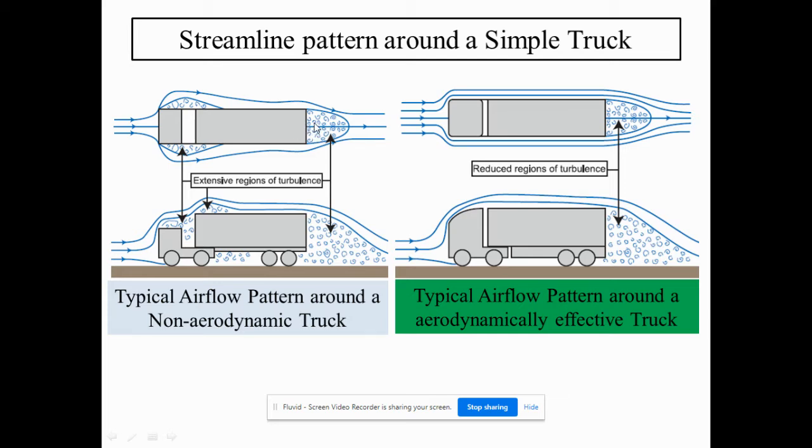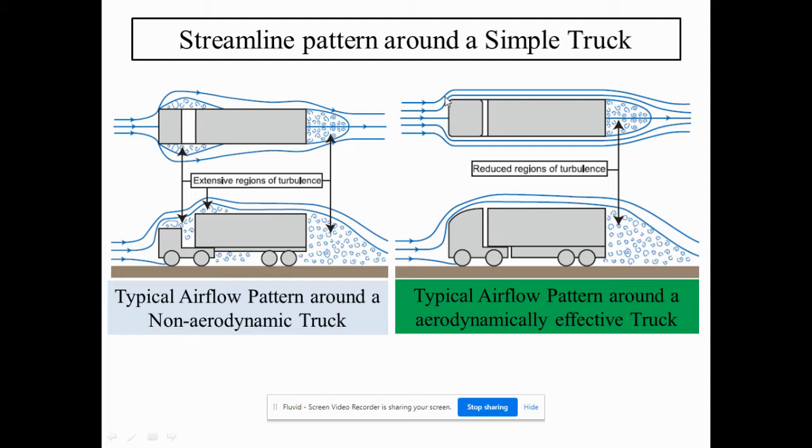This will induce drag on the vehicle, and this separation will also induce drag as well as noise. So we have two components of drag, as we discussed in fluid mechanics and aerodynamics: a pressure drag and an induced drag. And we have one more component, which we call skin friction drag. Here you can see that extensive regions of turbulence are possible, but this is a non-aerodynamic truck.